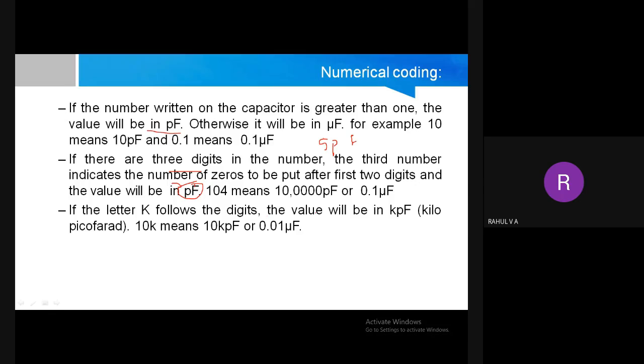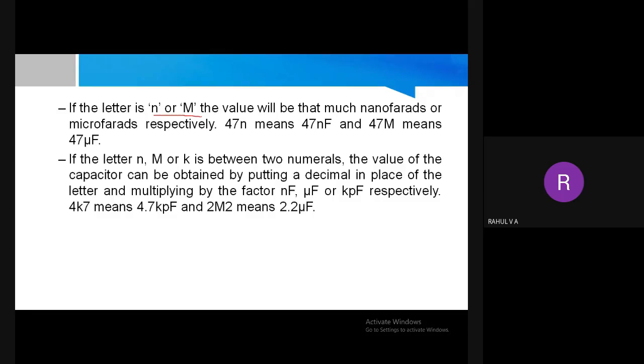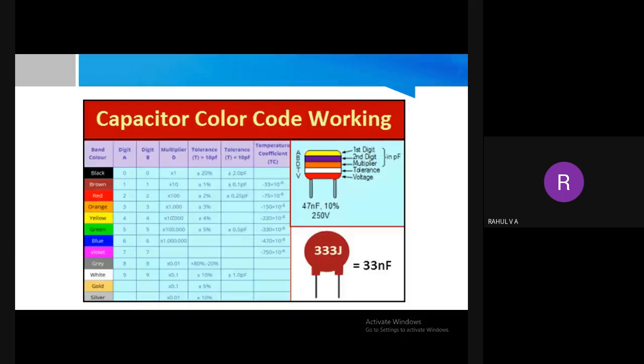If the letter K follows the digit, then the value will be in kilo picofarad. That is actually nanofarad. Okay, kilo picofarad. If K is there, it means kilo picofarad. If N or M, the value will be that much nanofarad or microfarad respectively. And we have also seen that if there is a letter between 2 digits, then you have to replace that letter by a dot and then follow what is written there. If it is K, kilo picofarad. If it is N, it is nanofarad. If it is M, it is microfarad. Then we have learned a few examples.